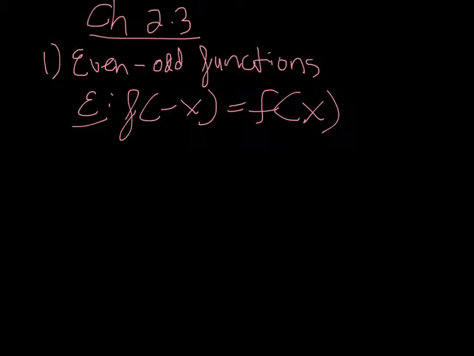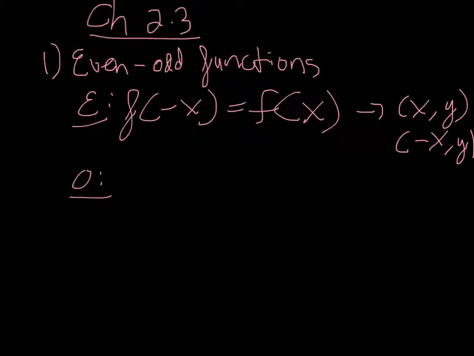So what that means is if you plug in a negative value for x, there's also going to be a positive value for x, which is the same as we said earlier for y-axis symmetry. So you're going to have the coordinates x, y, and negative x, y. And then for odd functions, it's going to be the origin symmetry. So it's going to be f of negative x equals negative f of x.